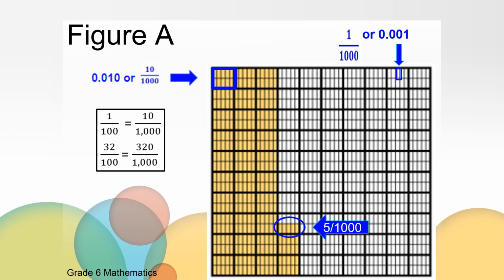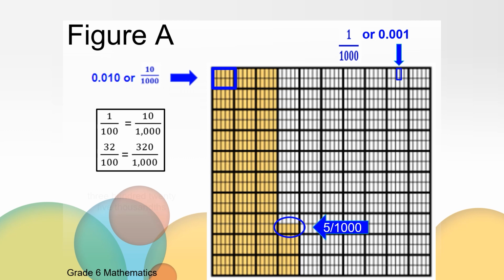I can write this number as 325 over 1,000. This is how I would name it as a fraction. Let's look at figure B to help us name this figure as a decimal. Let's take a look at figure B.